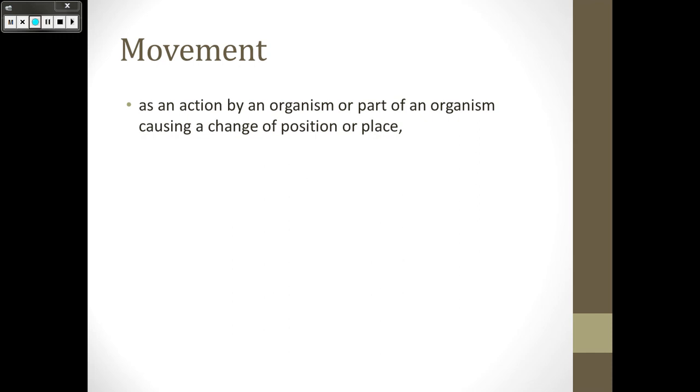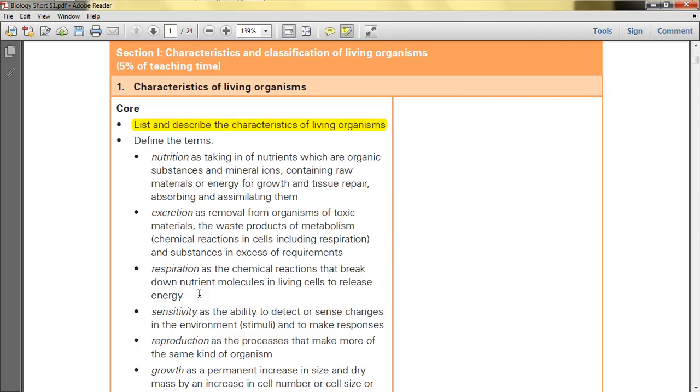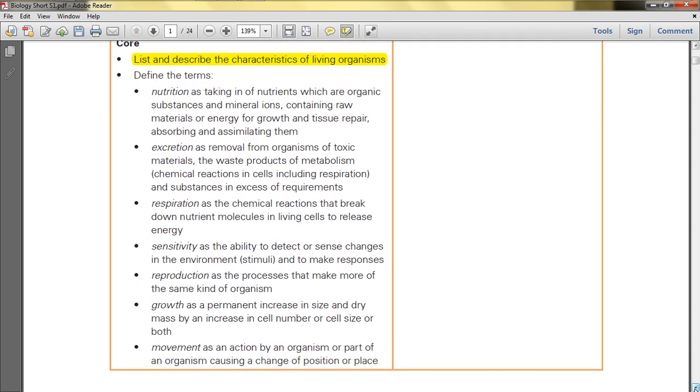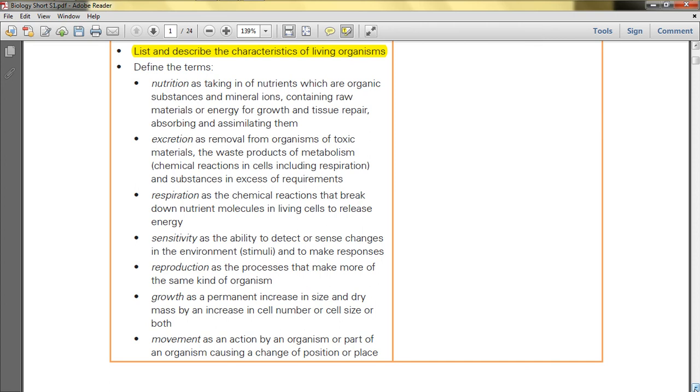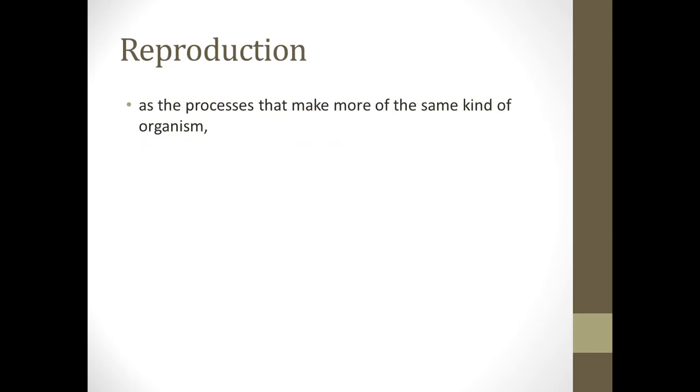So movement is an action by an organism or part of an organism causing a change of position or place. Now you'll notice that all of the definitions to Mrs. Gren are actually in your syllabus. So you could make life very easy and just learn them word for word from the syllabus. Actually, that's what I suggest you do.